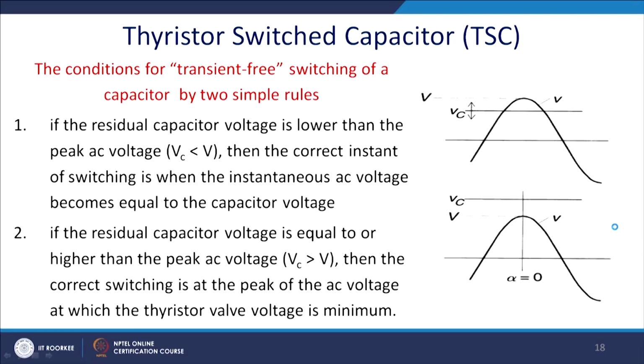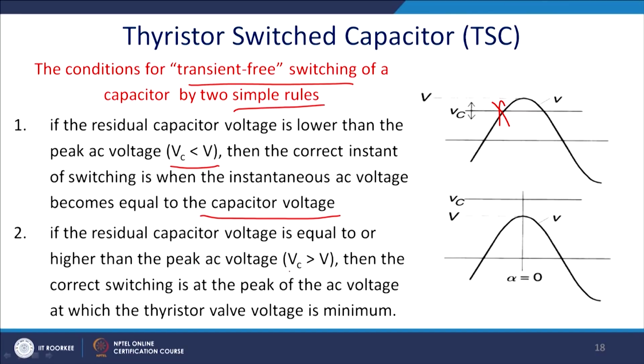Thyristor switched capacitors, what are the takeaways? We require to operate with transient free operation. The condition for transient free switching has two simple rules to follow. If the capacitor voltage is lower than the peak voltage, then the correct instant of switching is when the instantaneous AC voltage becomes equal to the capacitor voltage. The moment it crosses, you switch it on.